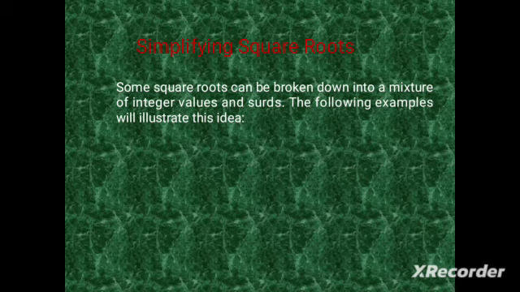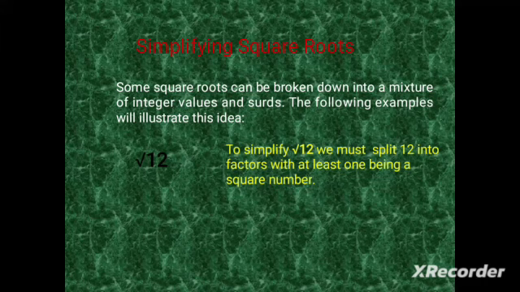Simplifying square roots. Some square roots can be broken down into a mixture of integer values and surds. The following examples will illustrate this idea. The first example is square root of 12. To simplify square root of 12, we must split 12 into factors, with at least one being a square number.